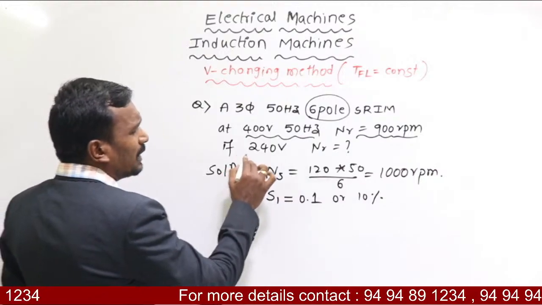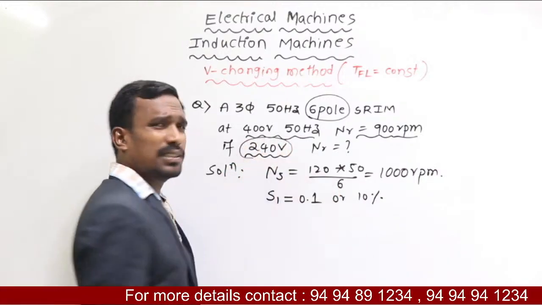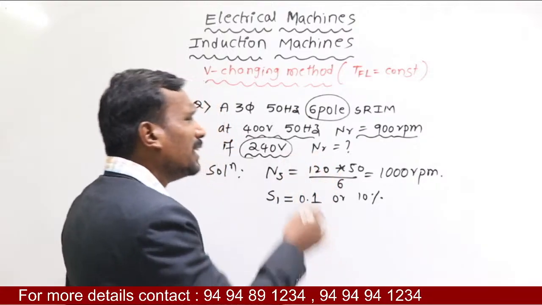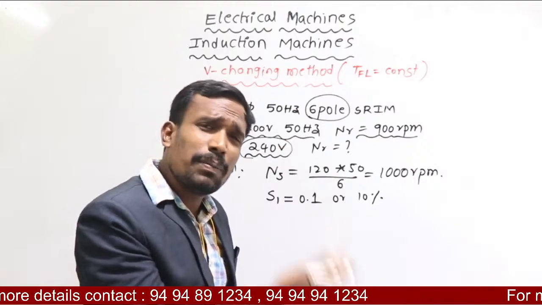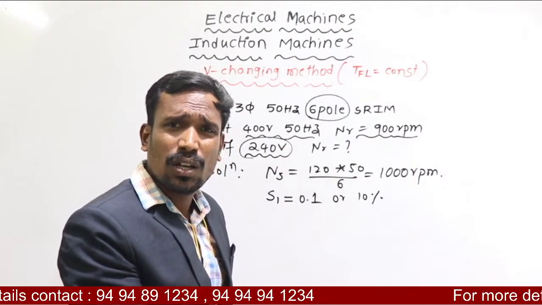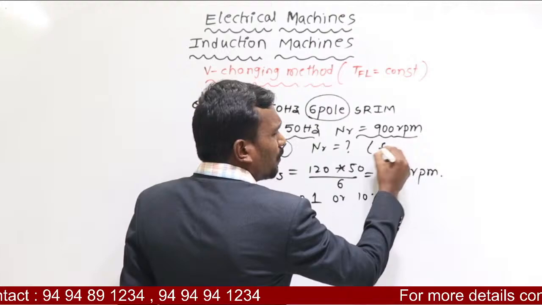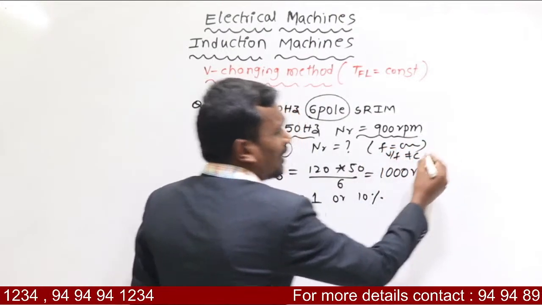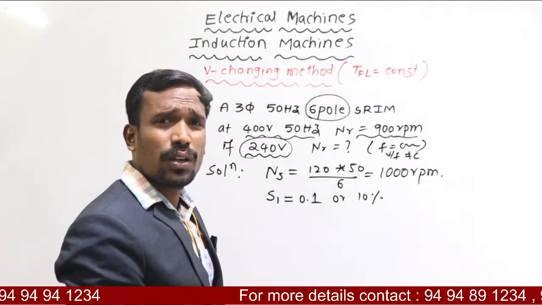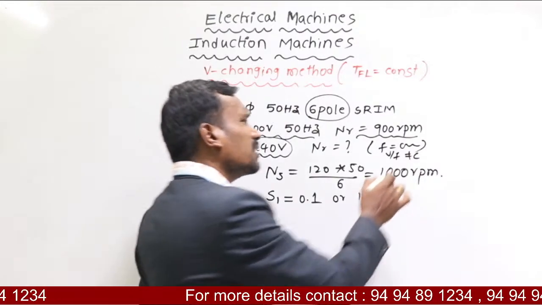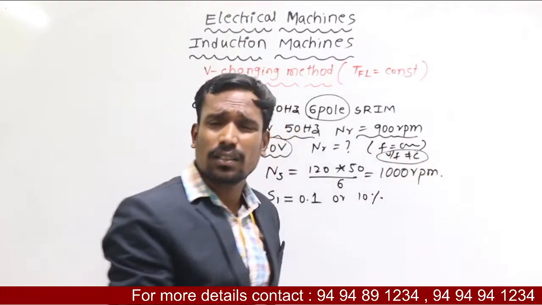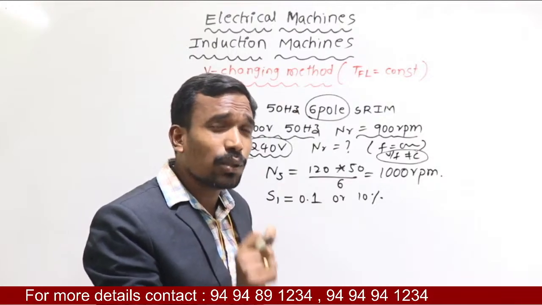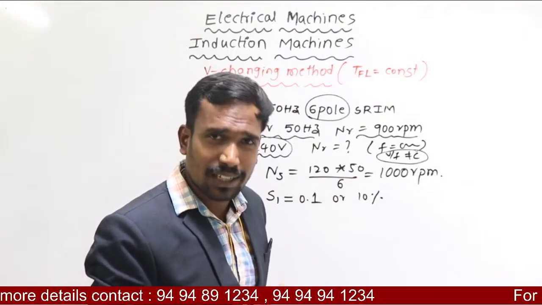Now, if voltage reduced to 240 volts, there is no change in frequency. And it doesn't mention that V by F ratio is constant. Otherwise, they may mention that frequency constant or V by F ratio not constant, like that they will give you. If he doesn't mention this, you have to take V by F ratio not constant. If he mentions particularly V by F ratio constant, then only you have to take V by F ratio constant.